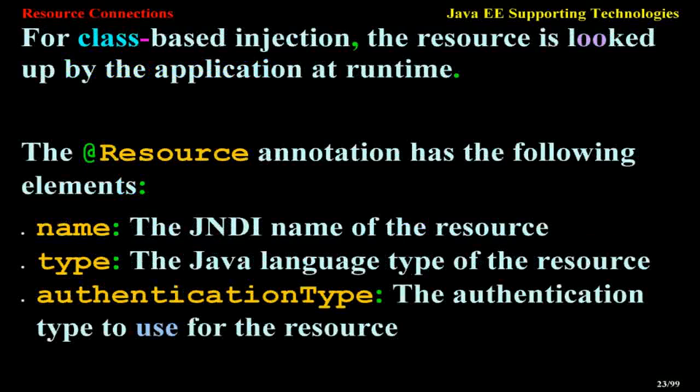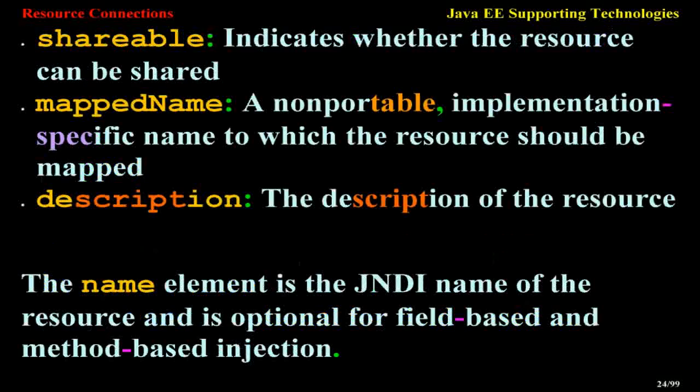The @Resource annotation has the following elements: name, the JNDI name of the resource; type, the Java language type of the resource; authenticationType, the authentication type to use for the resource; shareable, which indicates whether the resource can be shared; mappedName, a non-portable, implementation-specific name to which the resource should be mapped; and description, the description of the resource.